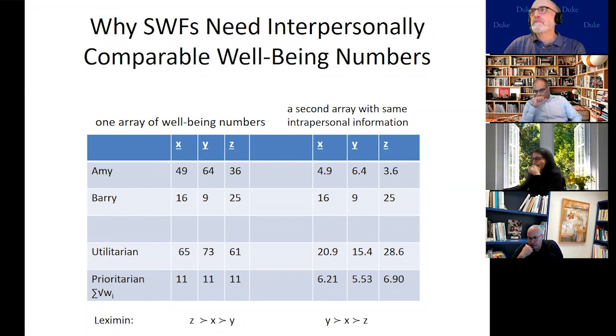If you don't think interpersonal comparisons are possible, then this array of well-being numbers is just as good as this array. But the problem is that the social welfare function changes. If you take the utilitarian social welfare function or the prioritarian social welfare function, or any plausible social welfare function, and you get rid of the interpersonal information, if you transform well-being in a way that only preserves intrapersonal information, things are going to change.